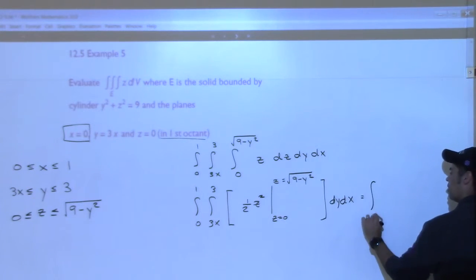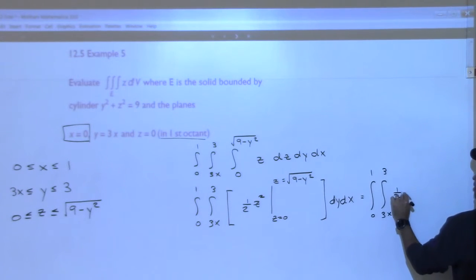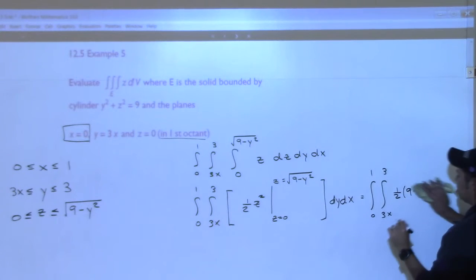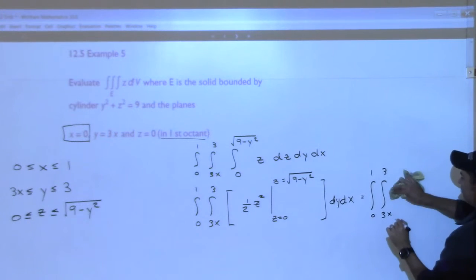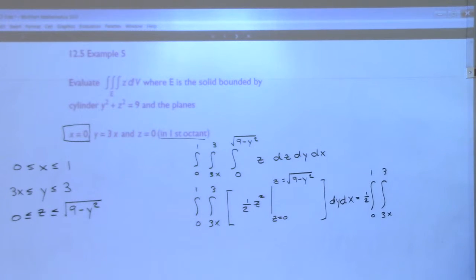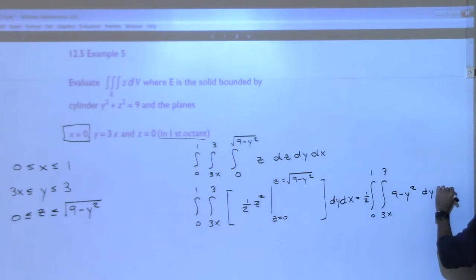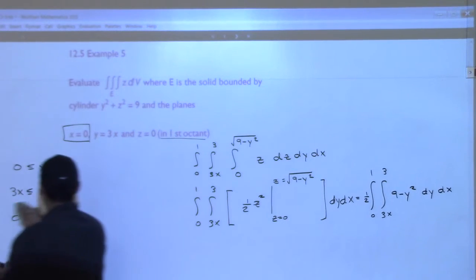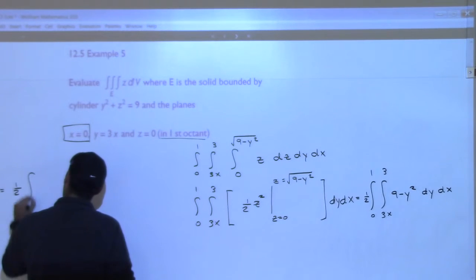So this will be integral 0 to 1, integral 3x to 3, 1/2, and then 9 minus, well, let's just do it this way. 9 halves. You want to do 9 halves? Let's do this. How about 1/2 out of the whole integral? It's a constant, right? Constants come out of integrals. So why don't we do that and then just 9 minus y squared with respect to y then x, sorry. So now the next integral. Half integral 0 to 1.